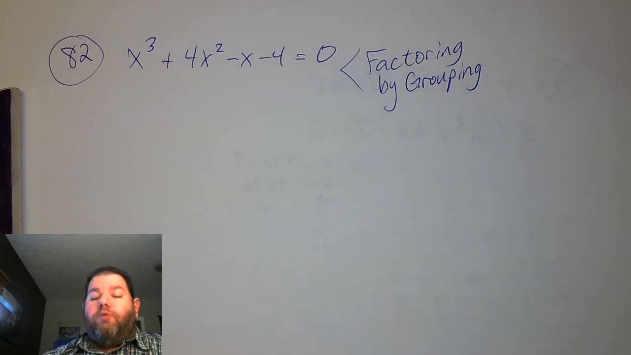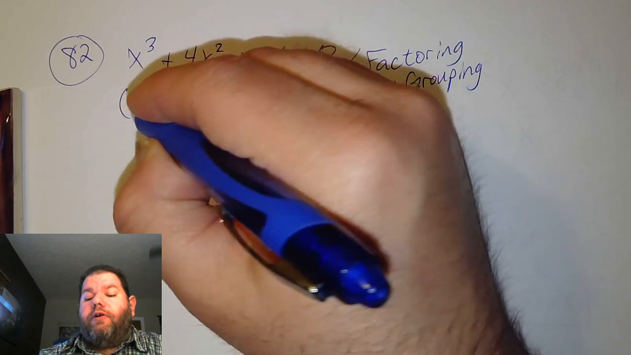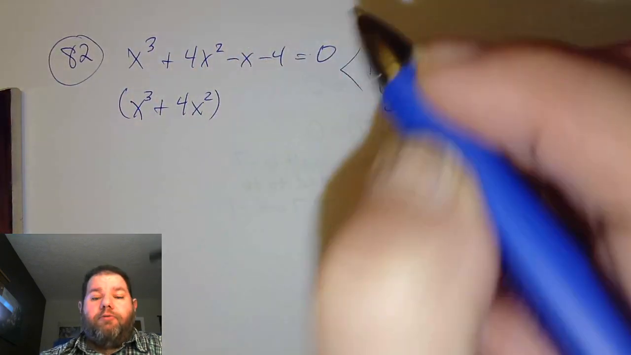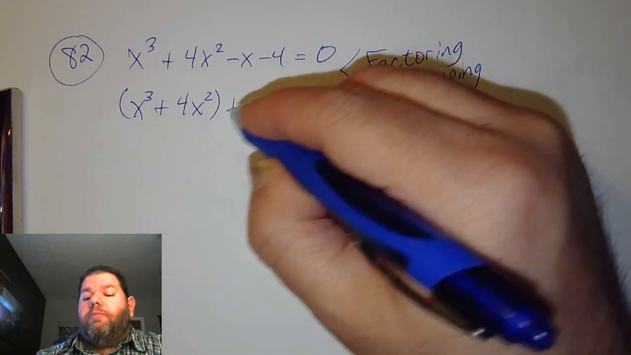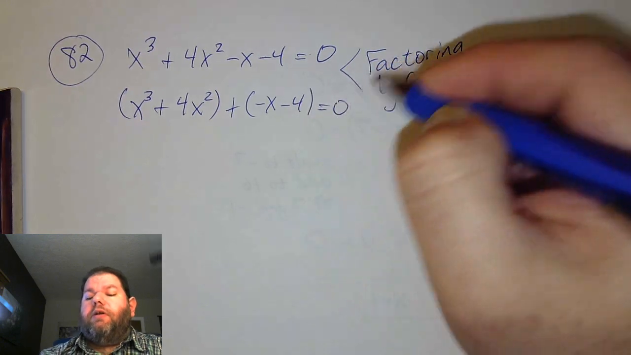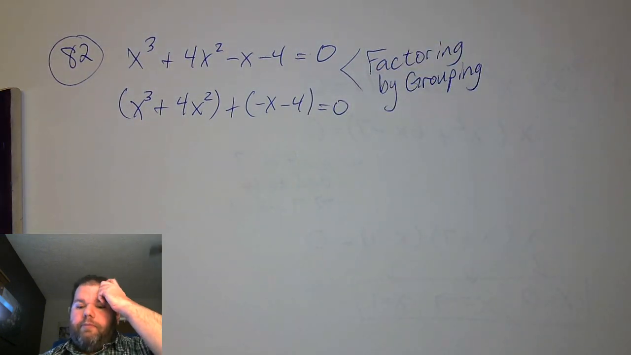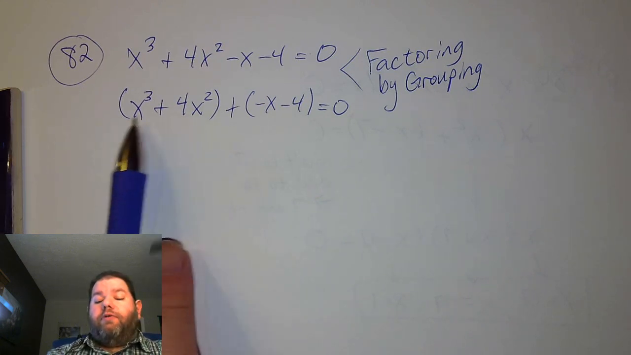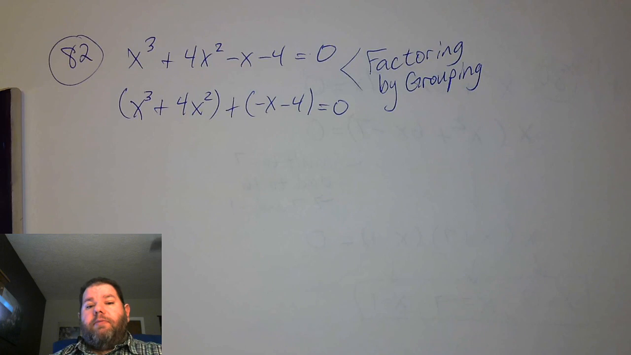Okay, and what we do is we actually group together the terms x cubed plus 4x squared. We group them by putting them in parentheses, plus and then negative x minus 4 equals 0. By putting them into groups, we set up a situation where we potentially have a commonality between the pair of terms now that wasn't there between all four terms together. What do x cubed and 4x squared have in common that we could factor out?